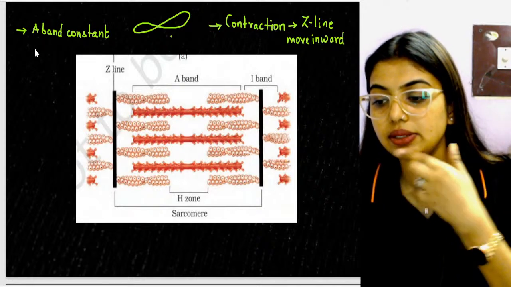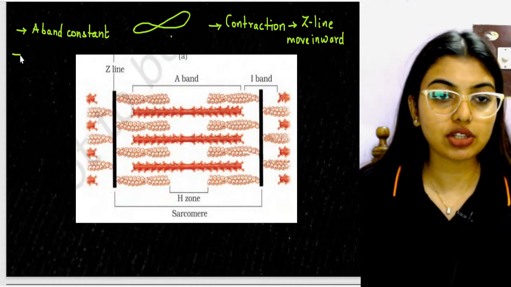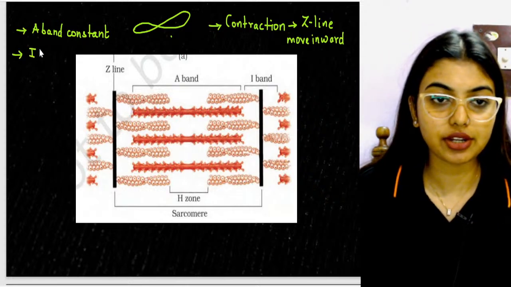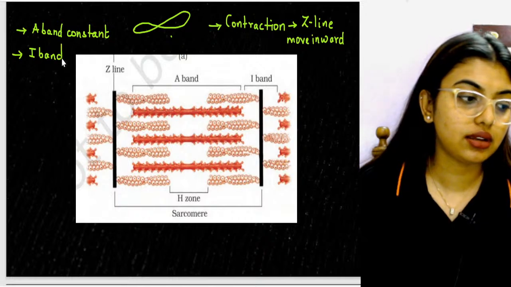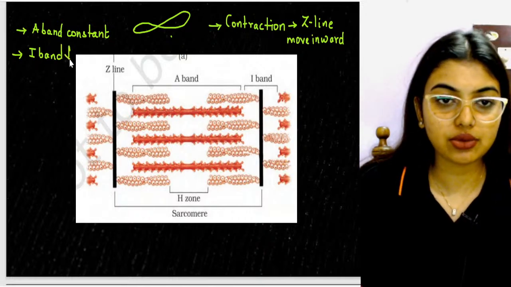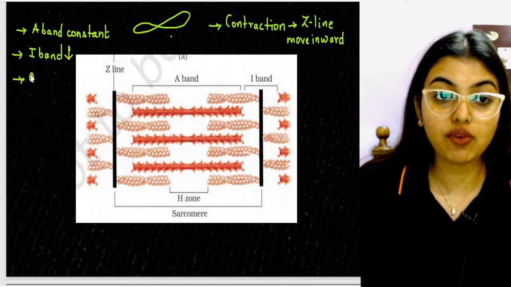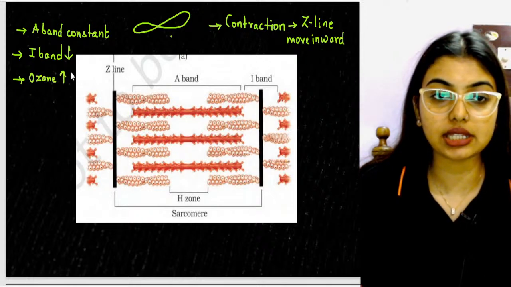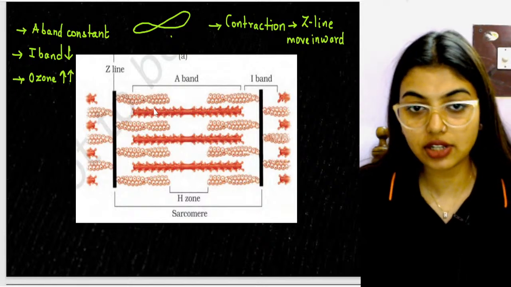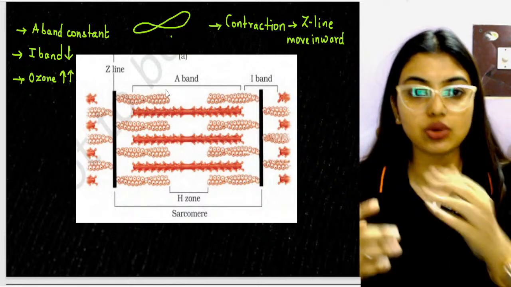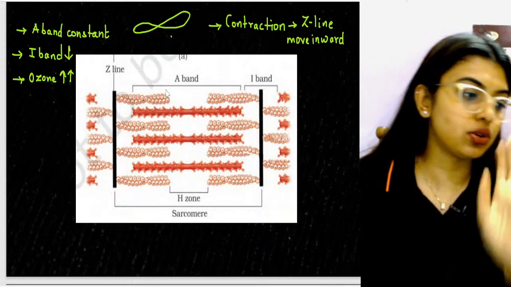Okay. The A band is going to be constant. The I band is going to get reduced. The H zone, the overlapping zone, or O band, is going to increase. Why so? Because when these are coming together, more overlapping zones will be there.